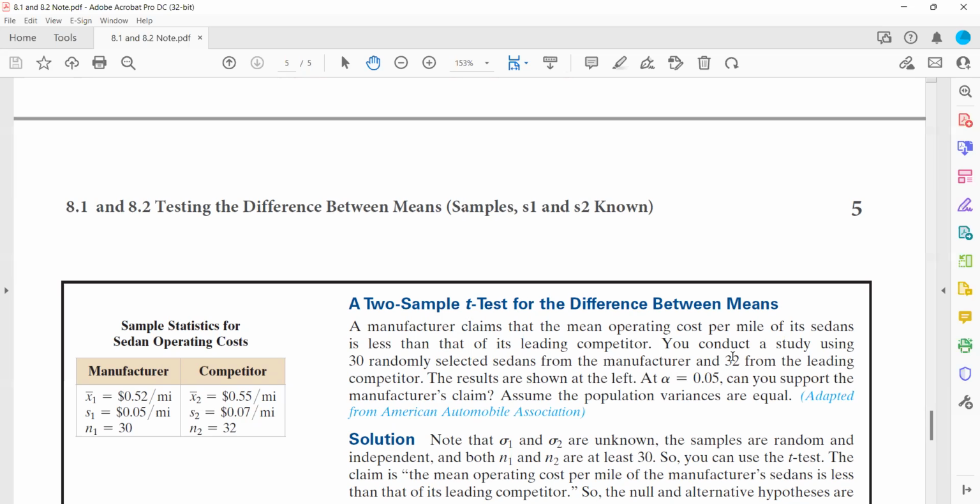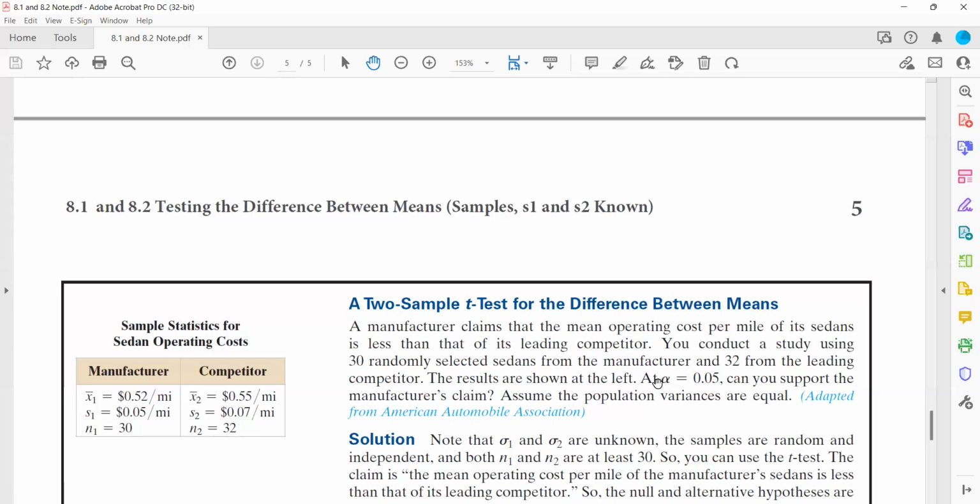Okay, very good. So we have two samples. They are independent from each other. The results are shown in the table on the left-hand side. For the manufacturer, the mean of your sample is 0.52, the standard deviation of the first sample is 0.05, and the sample size is 30. From the competitor, the mean of your sample is 0.55, the standard deviation of the second sample is 0.07, and the sample size is 32.